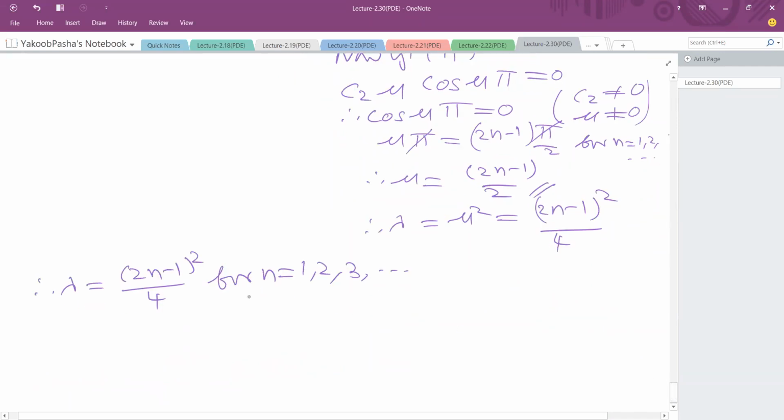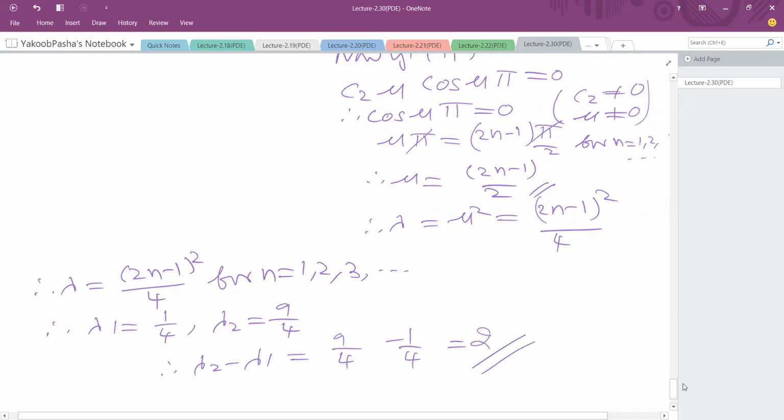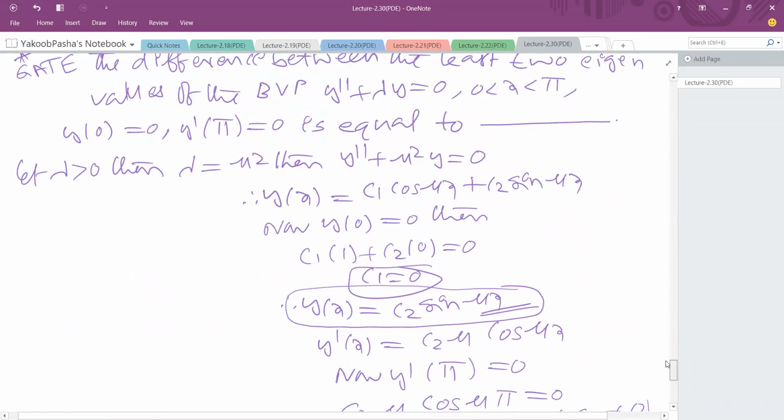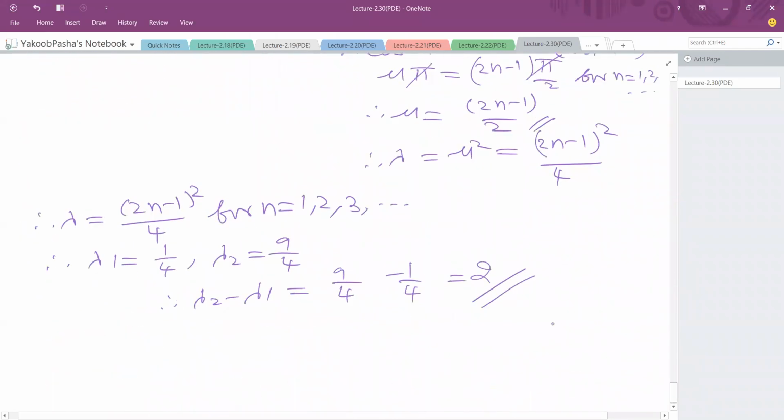Now we can take n equal to 1. When n equal to 1, lambda 1 is 1 by 4. Lambda 2 is 4 minus 1, 3, whole square, 9 by 4. Now we can take the difference here. Therefore, lambda 2 minus lambda 1 is 9 by 4 minus 1 by 4, which is 8 by 4. 8 by 4 is the difference. There are no options here, it is a fill in the blank question. So this is the difference.